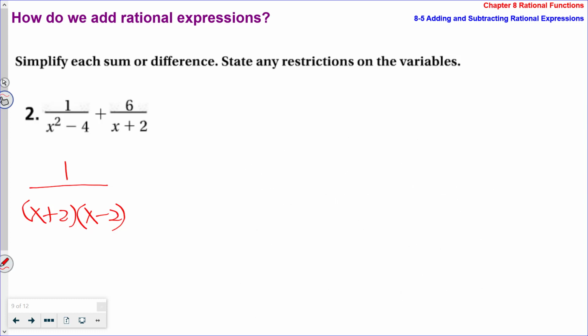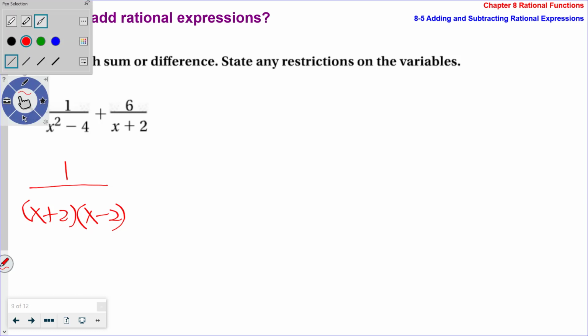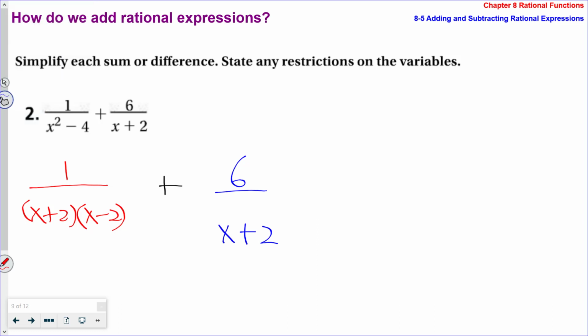So we have 1 over x plus 2, x minus 2, plus 6 over x plus 2. So now we could see what Christina was saying. We could multiply the right side by x minus 2. If we multiply the right side by x minus 2, the denominator on the bottom is going to be x plus 2, x minus 2.